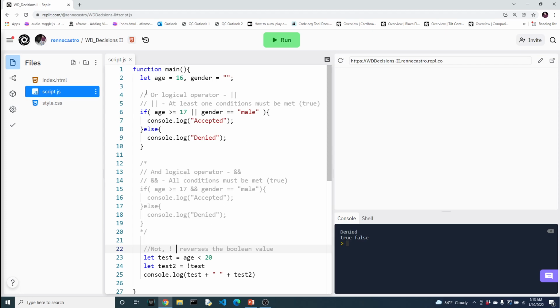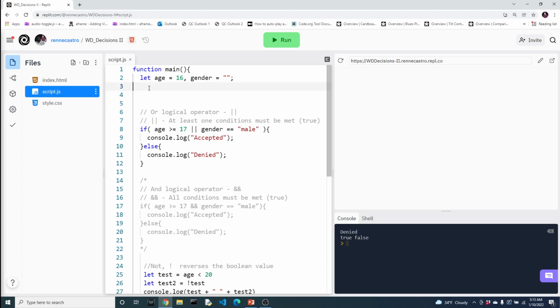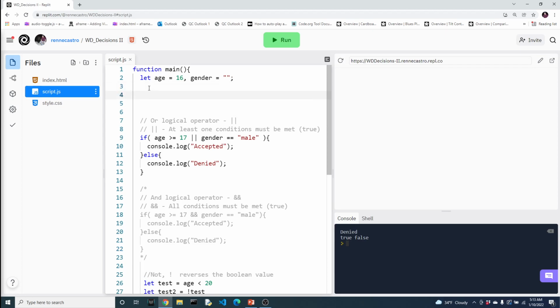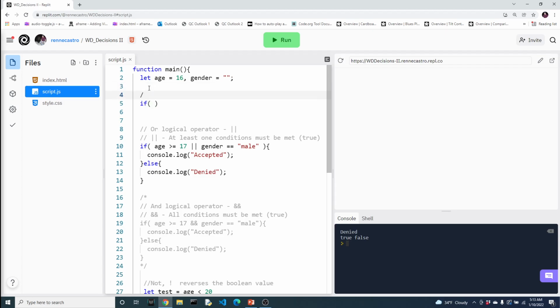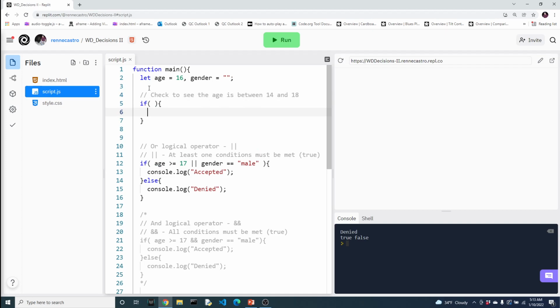The next thing I want to show you, and I think I might just end up pushing everything down, is how can you check for a range, for a value to be within a range? And that's a special case of the and operator. So you might have a scenario where you want to check to see if the age is between, let's say, 14 and 18. And again, notice how I use the word and, which kind of gives you a hint. Well, the and operator has to be somehow involved in this.